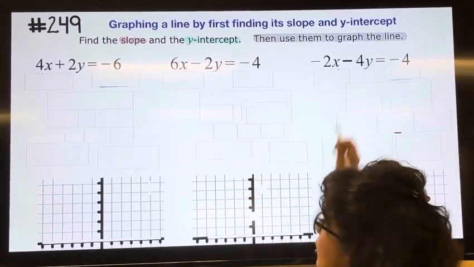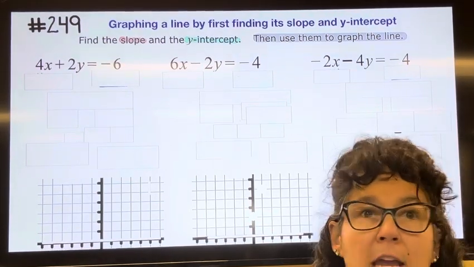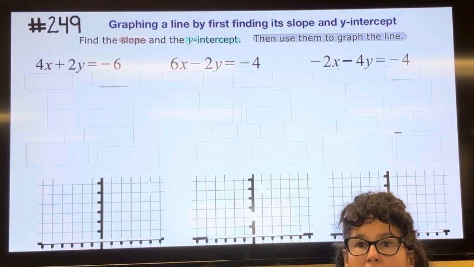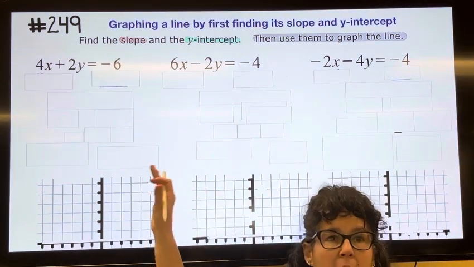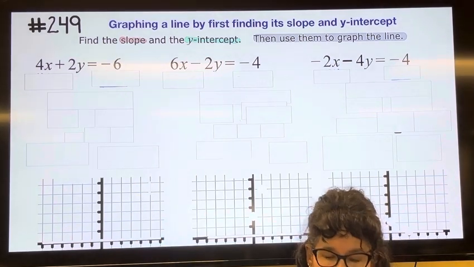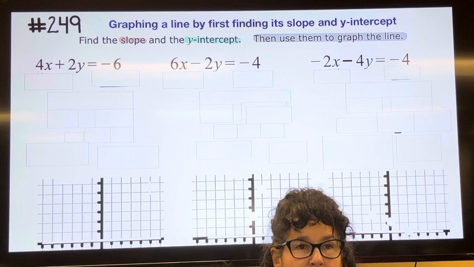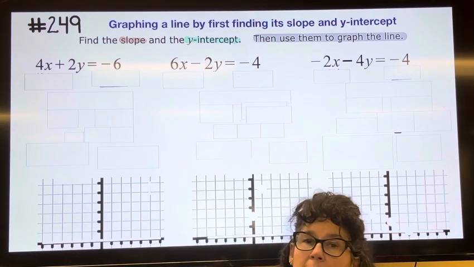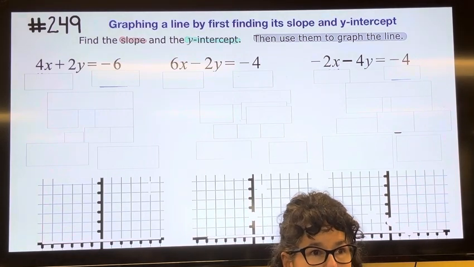We have these equations. All three of these equations are equations of lines, but they are written in standard form, which means ax plus by equals c. We want to graph the line, and the directions say that the method we want to use this time is to find the slope and the y-intercept. In other words, let's write these as y equals mx plus b.